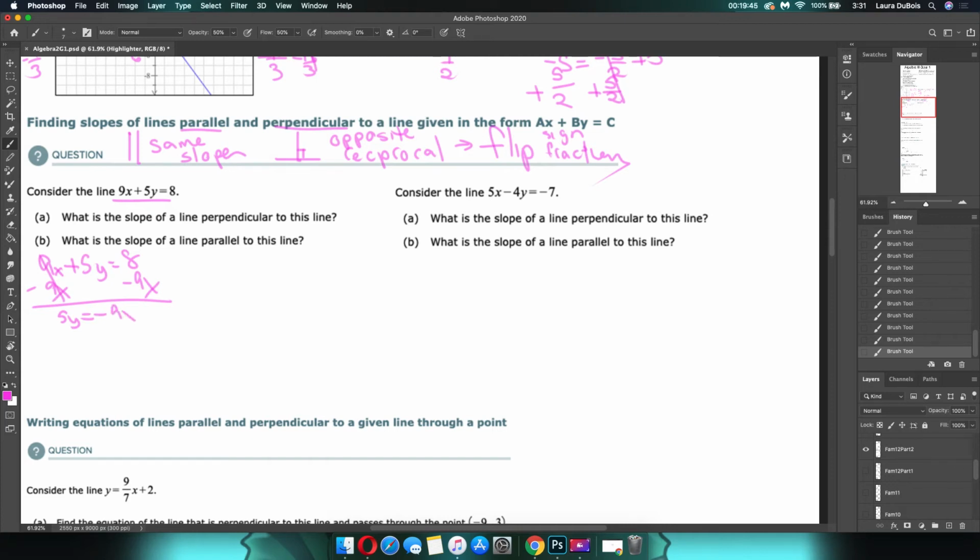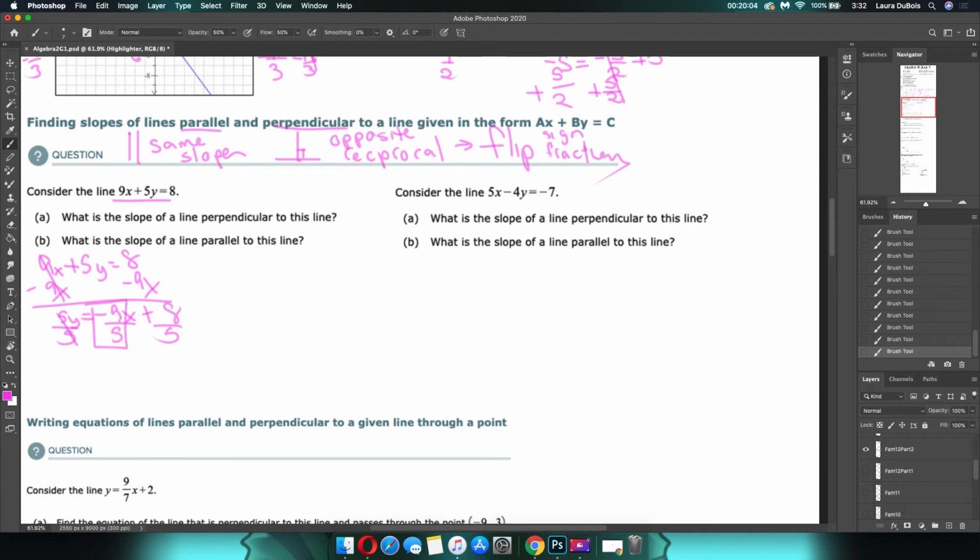And then once that's written in a way that I can actually read it, catch up computer, come on. Divide by 5, divide by 5, divide by 5. There we go. I see the slope. I don't know if any of you guys can see it. It's right there, negative 9 fifths.